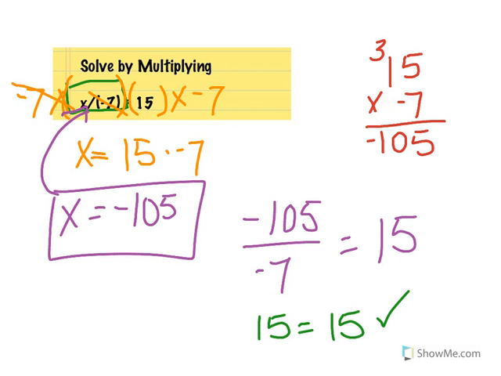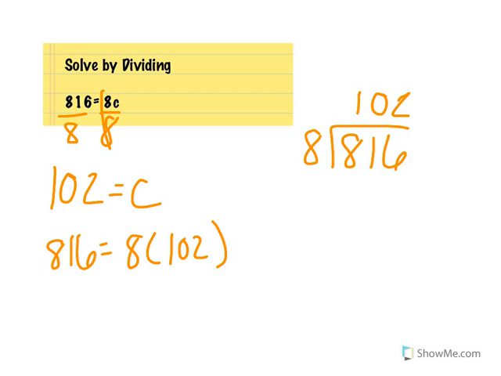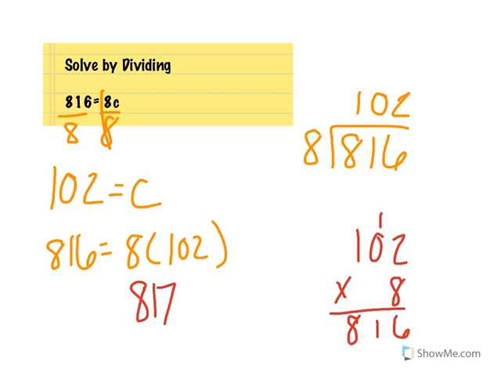Let's do an example where we solve by divide. And just checking my answer, 102 times 8 is 816. So we're good.